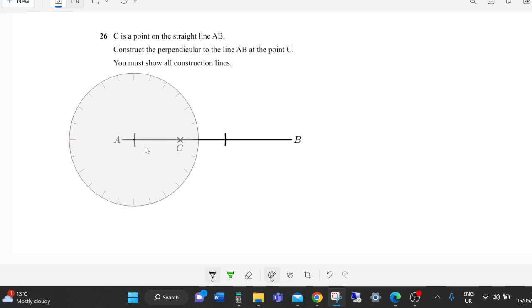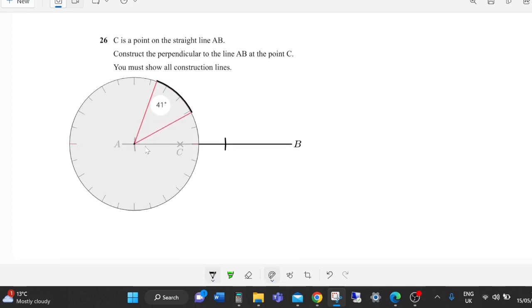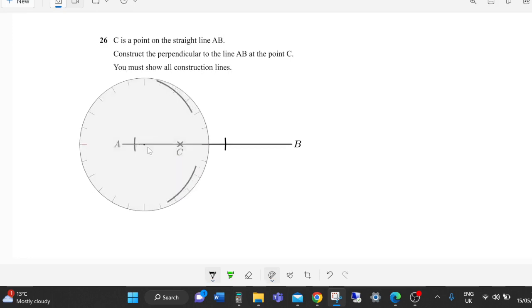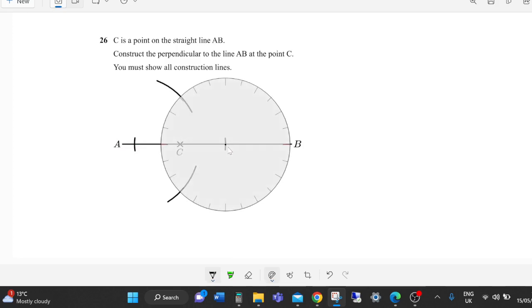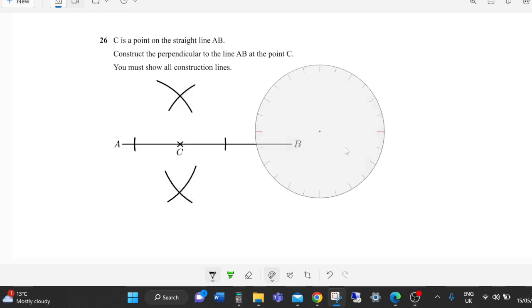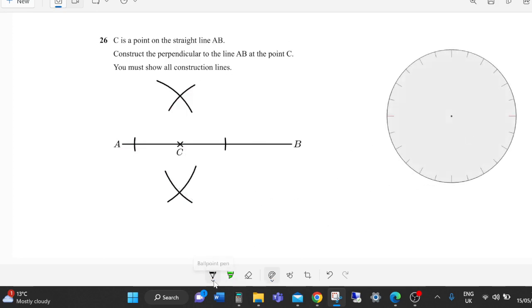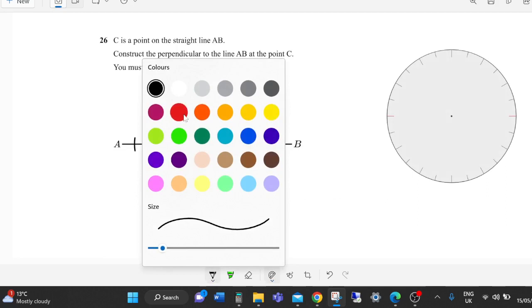Size is completely up to me, and then I place my compass point on the point that I've just made on the line, and then I want to arc above and below. I could do it as one continuous one if I wanted to. Then keeping my compass arms the same width apart, I do the same from the other side. So arc and then arc, and then the final step then is to place in a straight line.